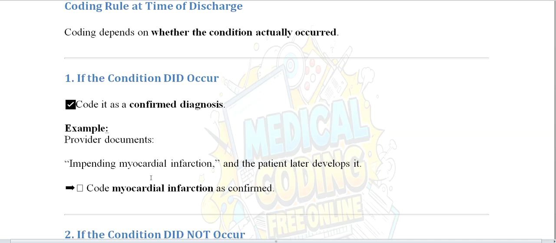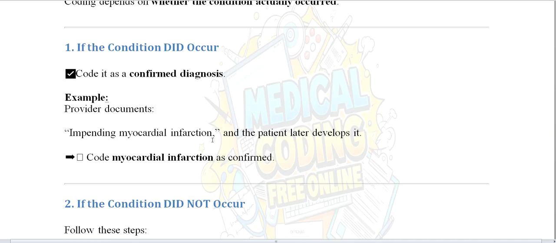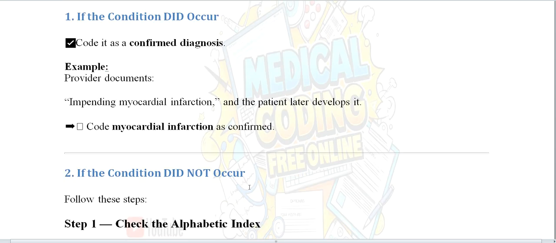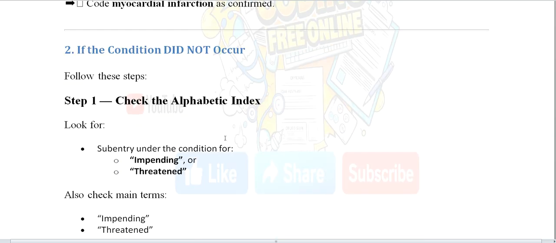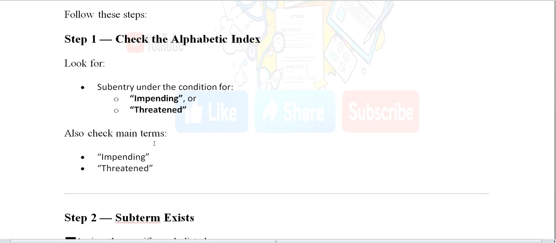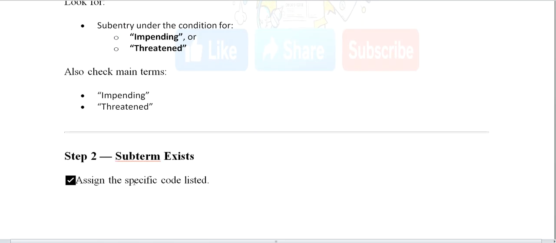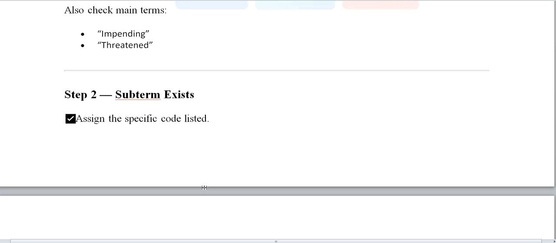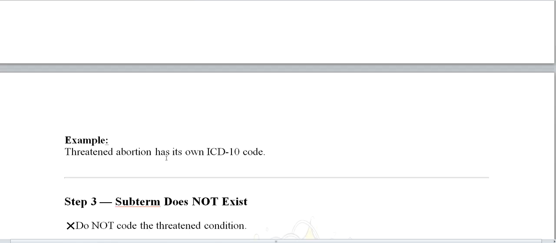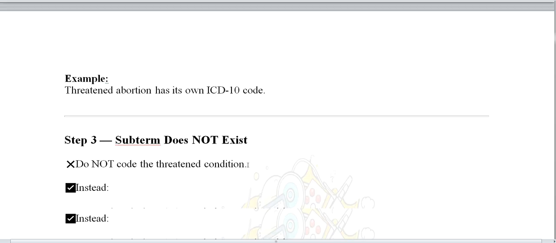Example provided in the document: impending myocardial infarction, and the patient later developed it. So code myocardial infarction as confirmed. If the condition did not occur, follow these steps. Step 1: check the alphabetic index. Look for a subentry under conditions for impending or threatened. Also check main terms impending, threatened. Step 2: if a subterm exists, assign the specific code listed. For example, threatened abortion has its own ICD-10 code.